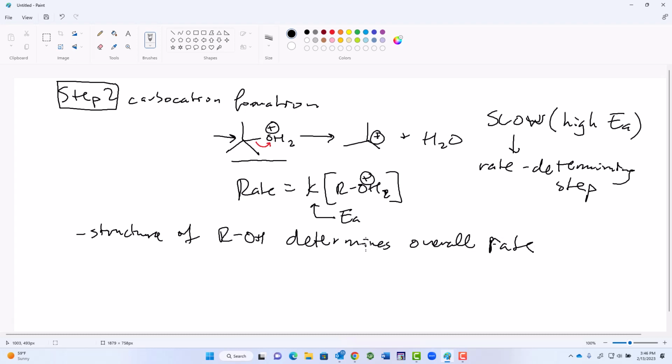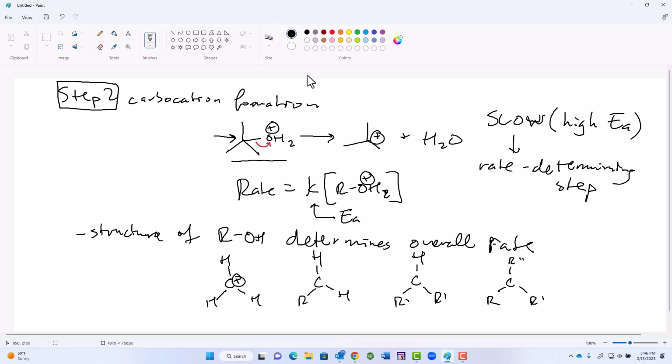And this is particularly for an SN1 mechanism. So what we see is, if we have, and I'll draw some carbocations, a methyl carbocation, a primary carbocation, a secondary carbocation, and then I'm going to draw a tertiary carbocation with 3 R groups around it.